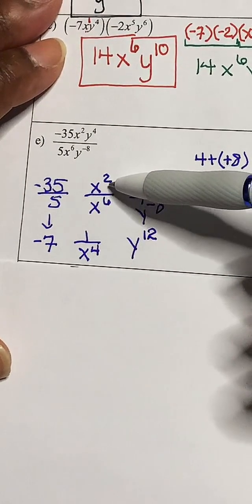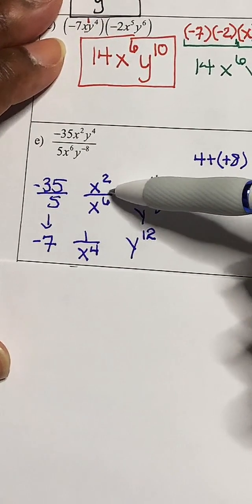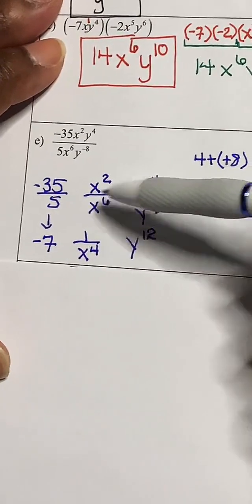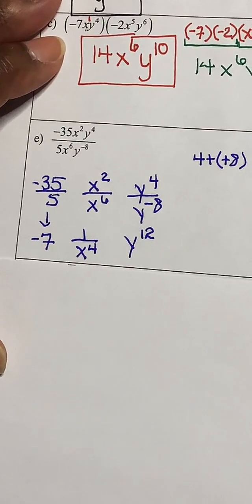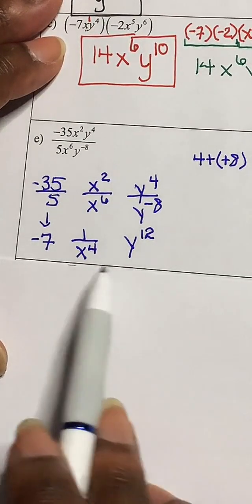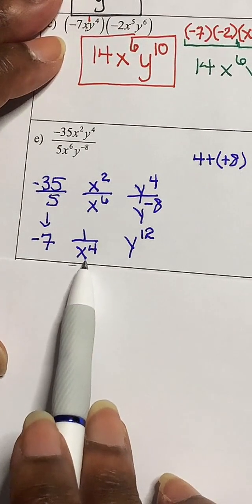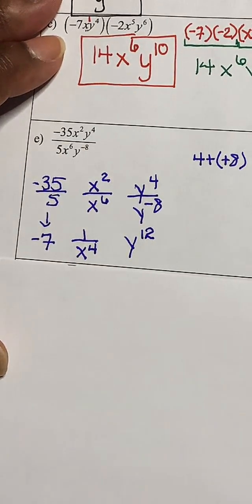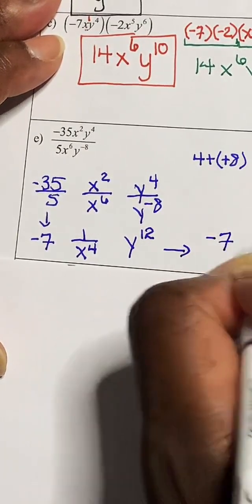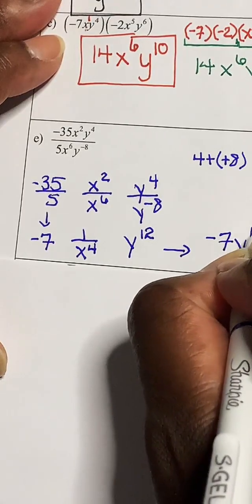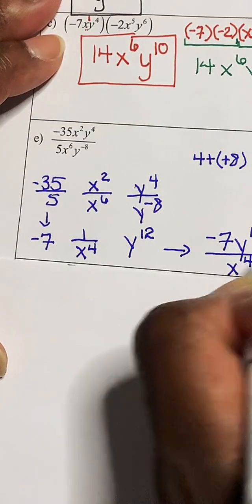Now, where the 1 comes from is anytime there's nothing left in the numerator, we have to put a 1 there. We have to put something, okay, to even out this fraction. All right. So we can clean all this stuff up. The only thing that should be in the denominator is that x to the 4th. So this is what it looks like. We have a negative 7. We have a y to the 12th over x to the 4.